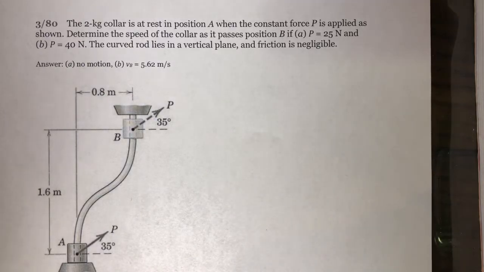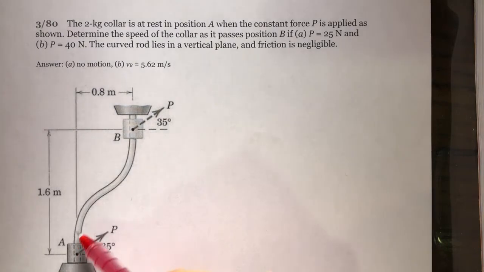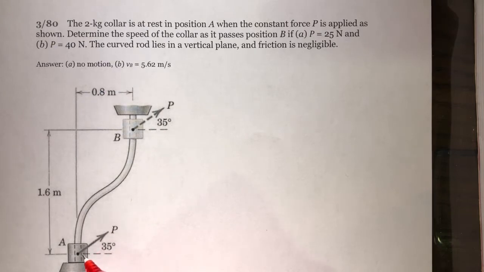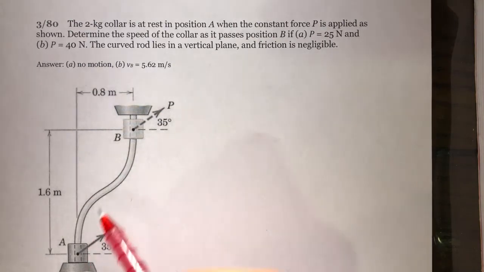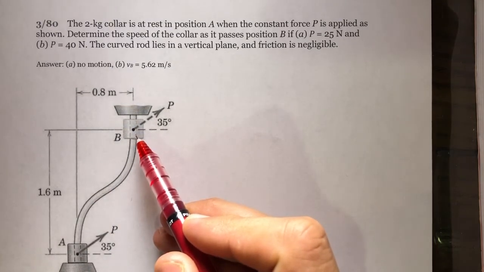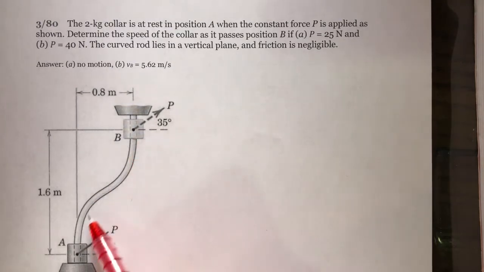In problem AD chapter 3, we have this mass which is sliding on this bar after applying force P on it. At the beginning, the mass is at point A, and we are applying P force to it, which is always going to be in this direction, 35 degrees from the horizontal direction. And we are asked to find the velocity at point B. And there is no friction between the mass and this bar.